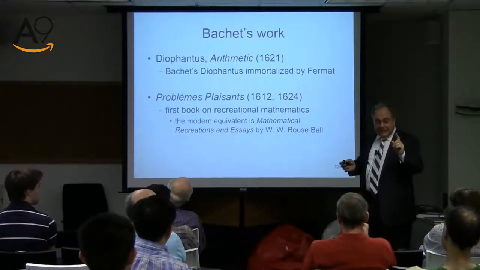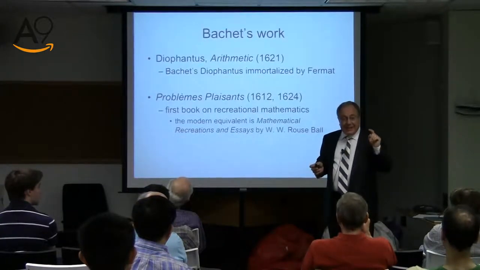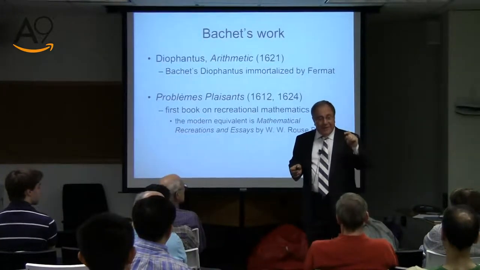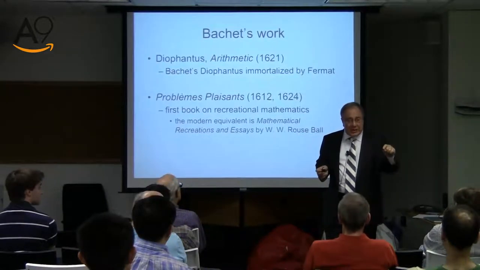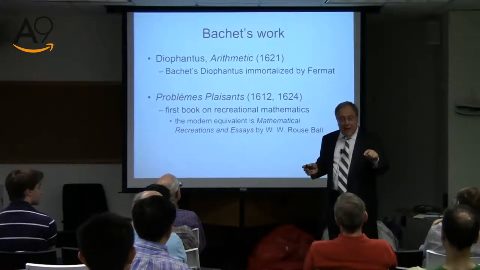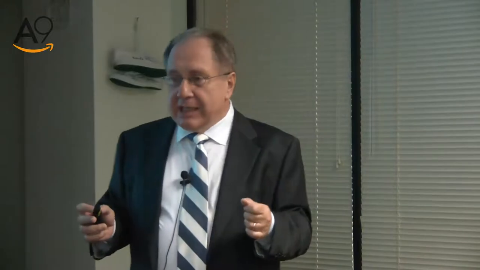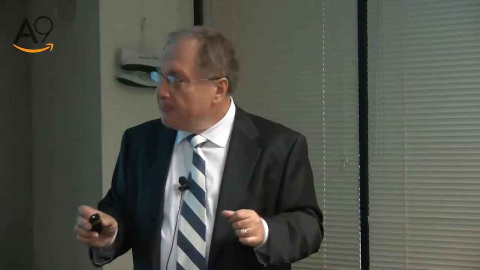But what is remarkable, that's the book where Bachet introduces this wonderful identity, which tells you that GCD could be obtained as a linear combination of two numbers. GCD of two numbers could be represented as a linear combination of two numbers.